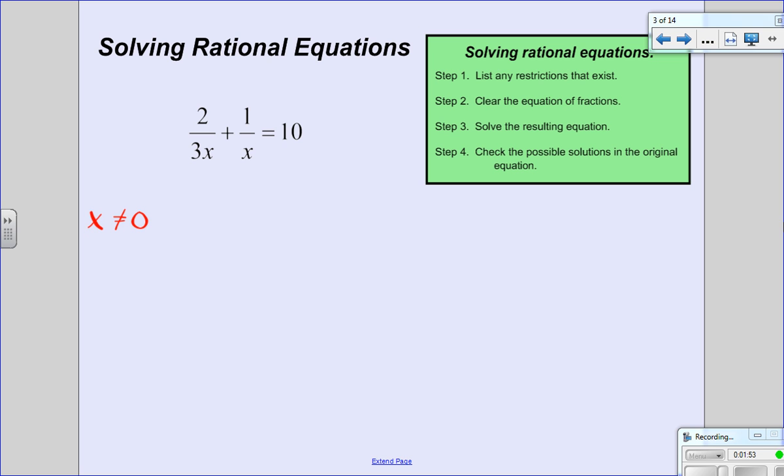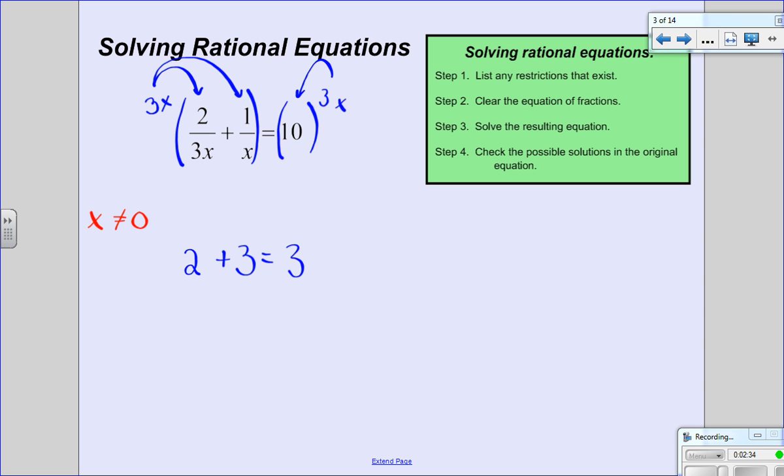The next step we want to do is clear the fractions. So we're going to multiply both sides of the equation by our least common multiple. In this case, our least common multiple would be 3x. 3x will clear all of our fractions. So we distribute that. Here in our first equation, the 3x's cancel. That leaves us with just 2. Remember to divide by the denominator first and then multiply by the numerator. So we divide by the denominator. 3x times x cancels out our x's, which leaves us with 3. 3 times 1 is 3. And 3x times 10 gives us 30x.